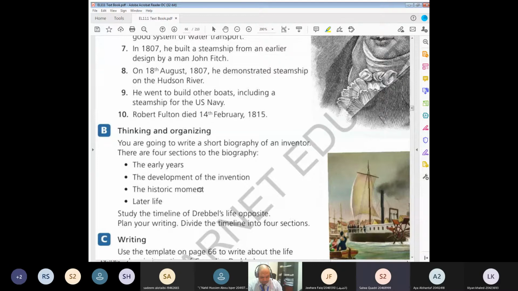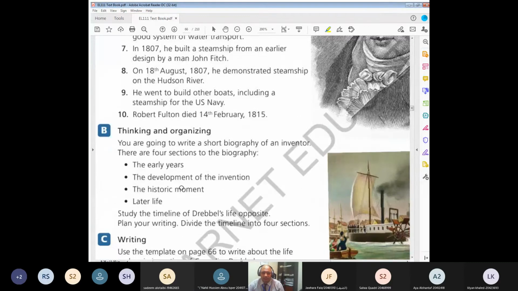He went on to build other boats, including a steamship for the U.S. Navy. Number 10, Robert Fulton died February 14th, 1815. It will be on February 14th, 1815.